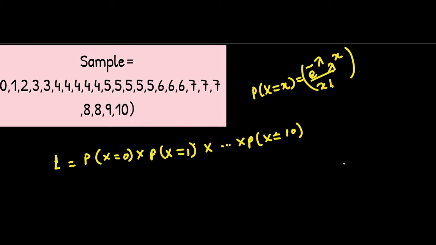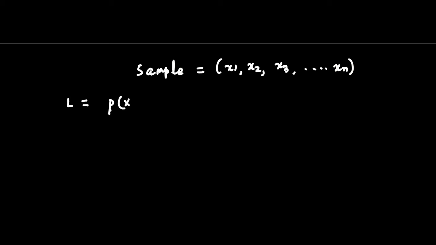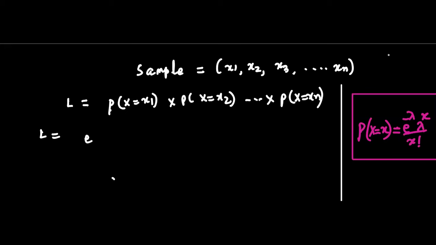This is our task. Now our task is to maximize L, okay? To find the maximum value of L. And we'll see what is the value of lambda that will maximize this L. Okay, we'll find that. Now my likelihood here is probability X is equal to X1, probability X is equal to X2, and then probability X is equal to Xn. Now that the formula is fixed, we will write e power minus lambda, lambda power x divided by x factorial. You multiply for all. It will be e minus lambda, lambda power x1, divided by x1 factorial, and so on up to xn factorial.